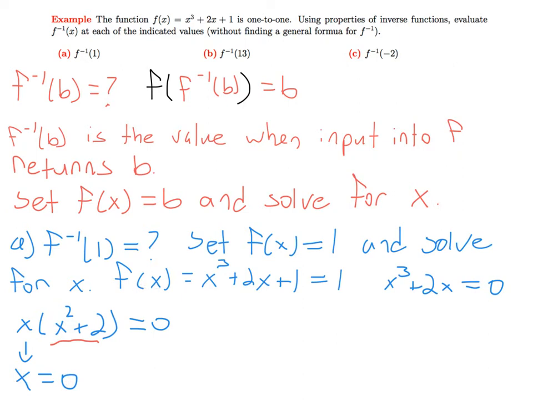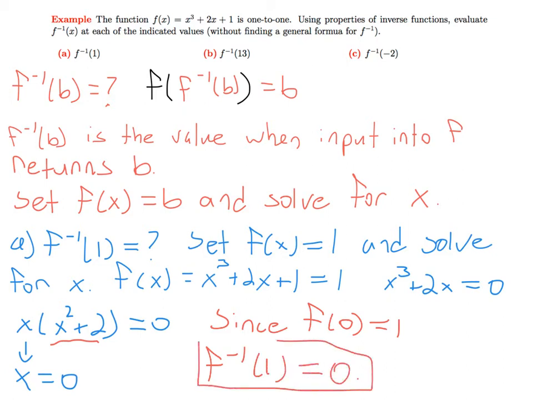So since f of 0 is equal to 1, we know f inverse of 1 is therefore equal to 0. So f inverse of 1, again, is the value that when I plug into f gives me an output of 1. We're going to use this same property to answer parts B and C.